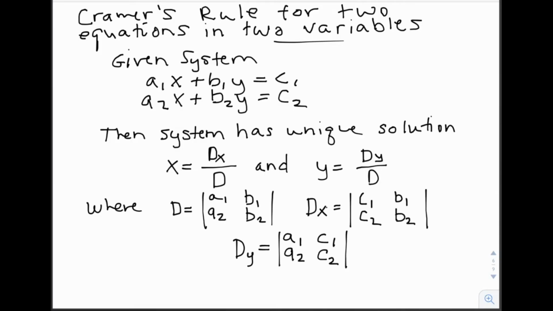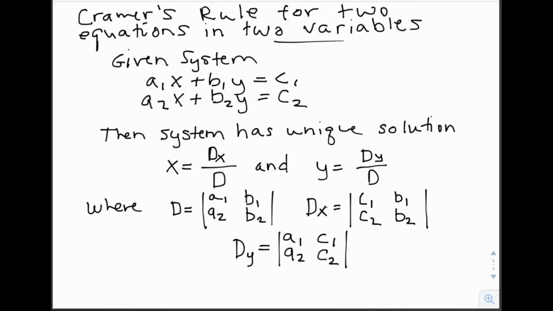Next, we can look at Cramer's rule for 2 equations and 2 variables. So say, for example, we are given this system. Then our system has a unique solution, and we can find the value of x by taking the determinant of x and dividing it by the determinant. And finally, we can find our value of y by taking the determinant of y and dividing it by the determinant. So if we look here, our determinant is going to be equal to, and we have our coefficients of x and y. So we have a1 and a2, a1, a2, and then finally we have b1 and b2.